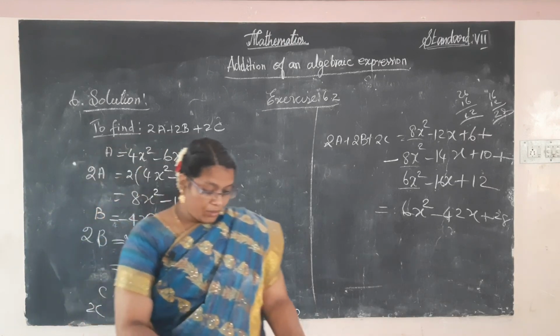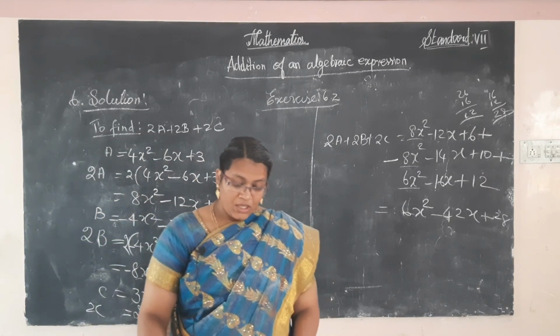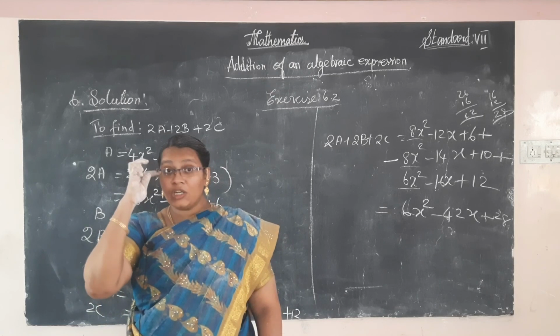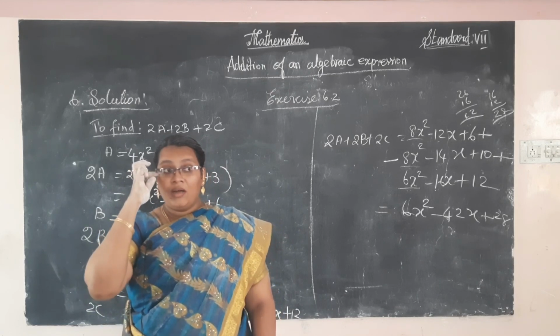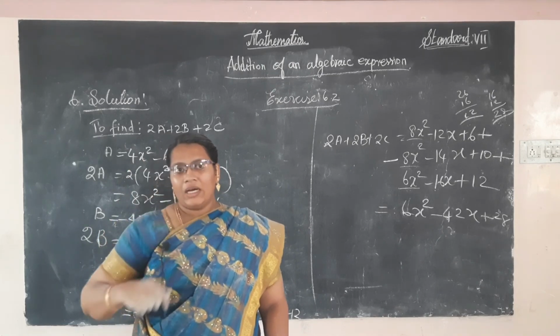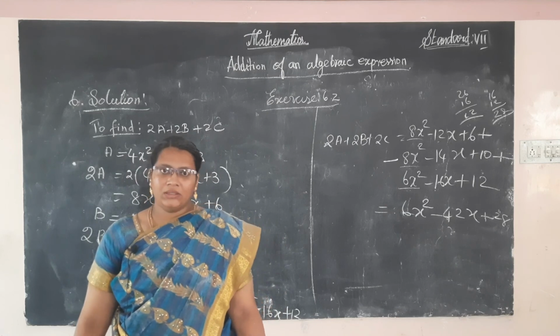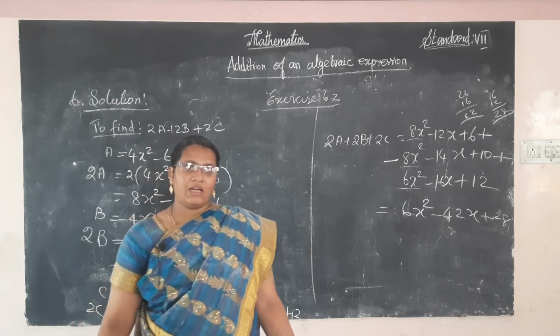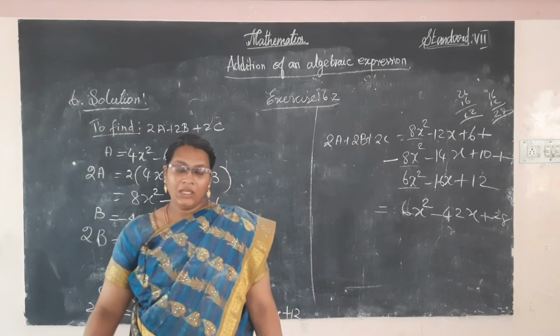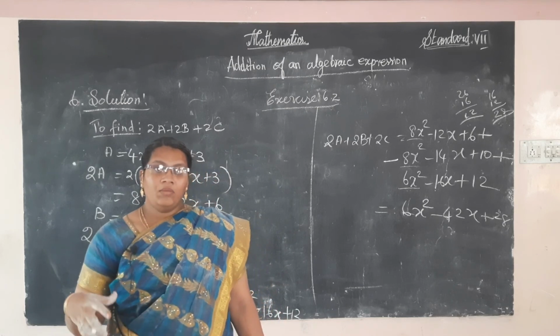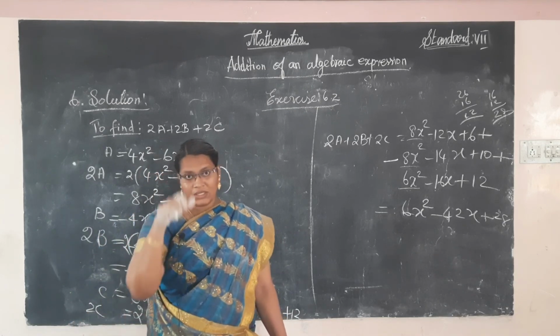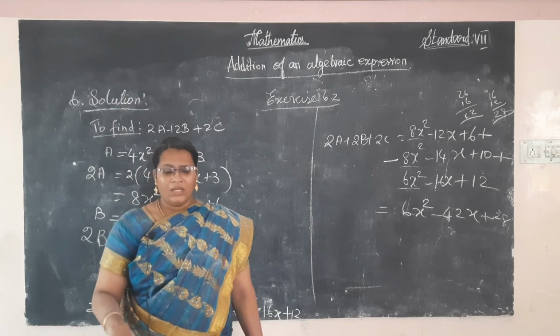I hope you have understood today's concept. Today we learned about the addition of algebraic expressions. Which methods have we followed? The horizontal method and the column method. Horizontal method means we arrange the like terms in a horizontal line, and column method means we arrange the like terms in a column.